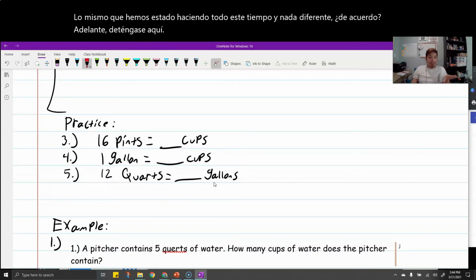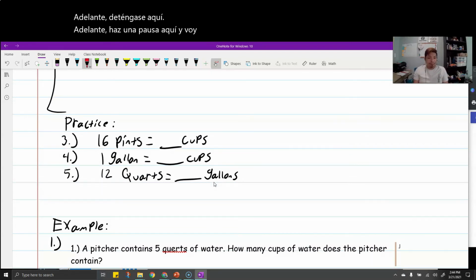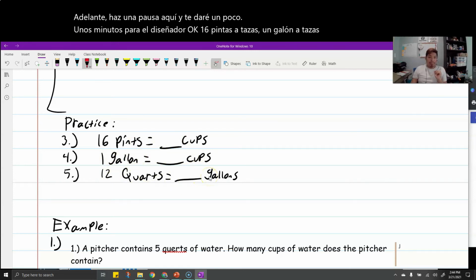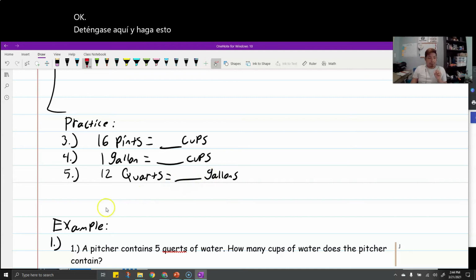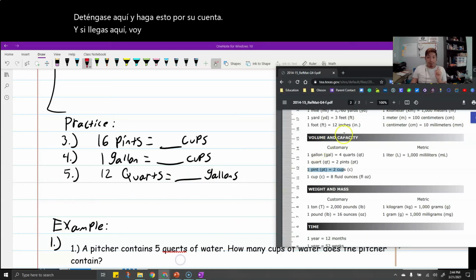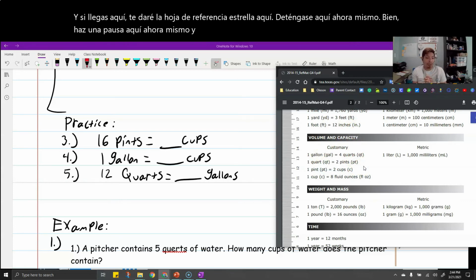Go ahead and pause here, and I'm going to give you a few minutes to do these on your own. 16 pints to cups, 1 gallon to cups, and 12 quarts to gallons. Pause here and do this on your own. I'm going to give you the star reference sheet right here. Pause right here now, and now you can go ahead and do it in your notebook.